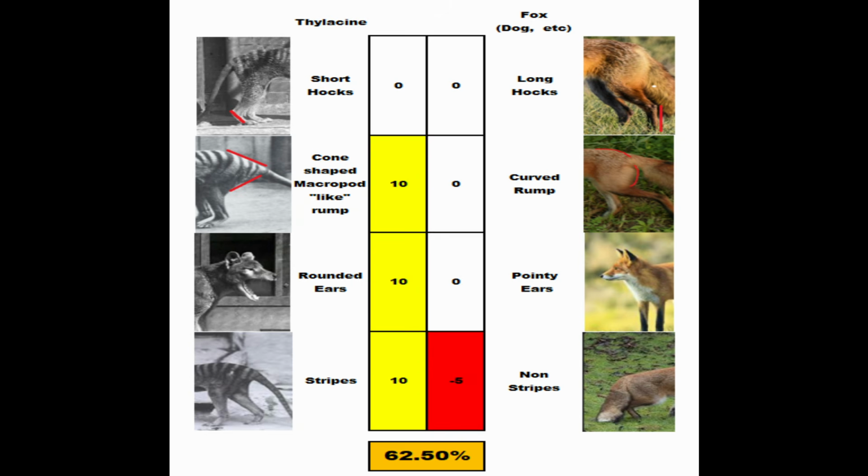Now we come to the stripes. I've awarded 10 points, as my daughter could easily pick them out. However, I took 5 points away, as they weren't clear on all the images. This leaves 25 points out of a possible 40, or 62.5% that this animal is a mainland thylacine. I think this score is a fair judgment.